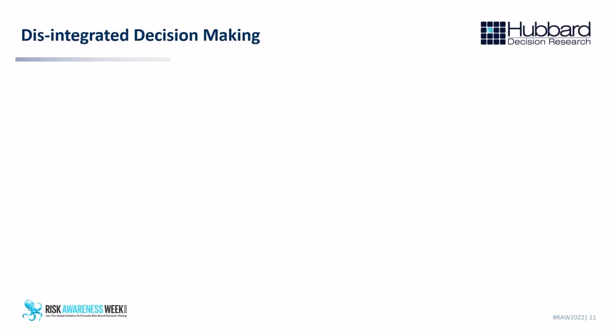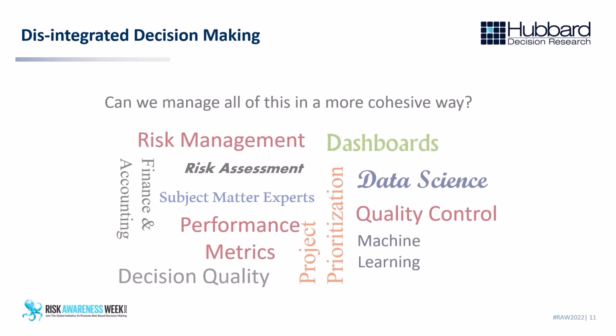I should point out that risk management is not the only method that needs to be integrated with decision management. Decision management needs to be integrated with itself. There's a lot of different components floating around that are all part of what's supposed to help make decisions better. Risk management, dashboards, data science, training of subject matter experts, performance metrics, decision quality, finance and accounting, machine learning, methods for prioritizing projects, etc. All of these and a lot more, I can't bother to list, are supposed to contribute to better decision making, better returns on investment, better accomplishment of the mission for the organization.